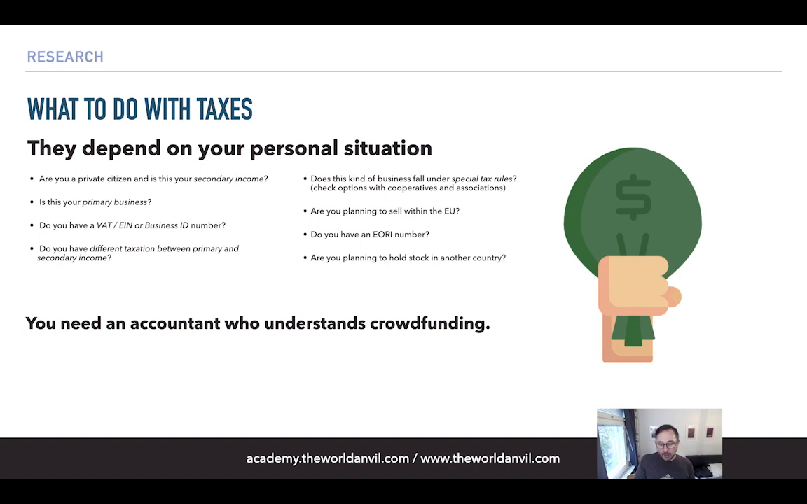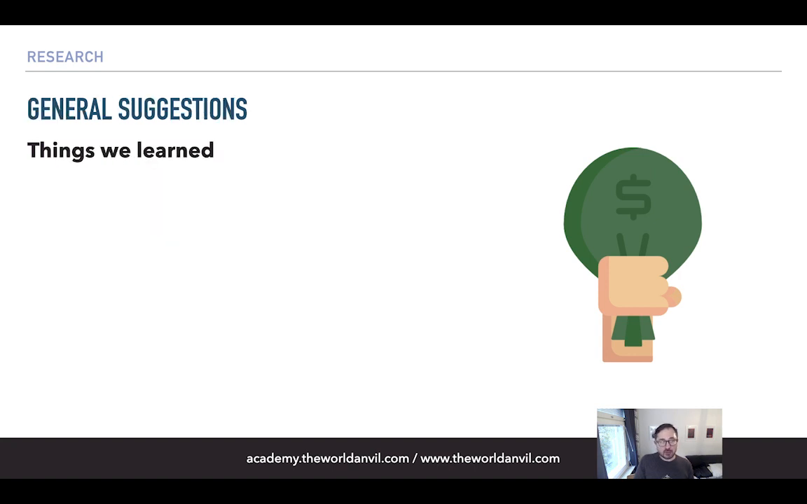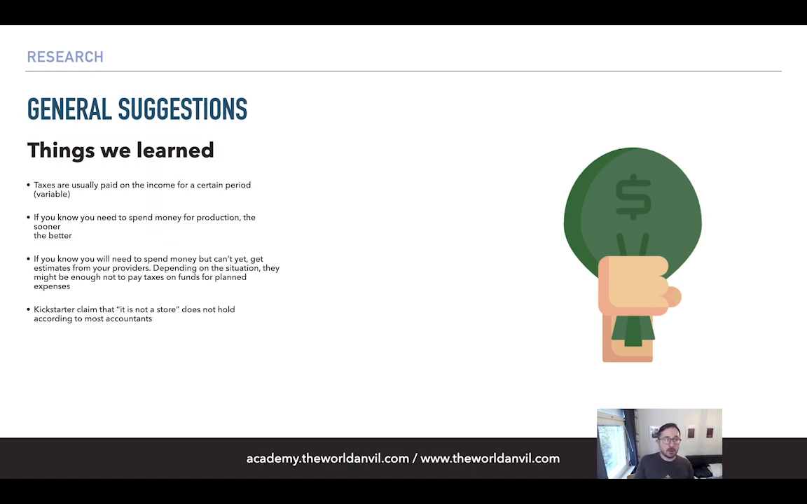Okay. Here are a few things we learned doing this. So first of all, taxes are paid on the income for a certain period. The period in question is not necessarily from the 1st of January to the last day of December. It can change according to the country. So you need to figure out what your taxation period is, okay?